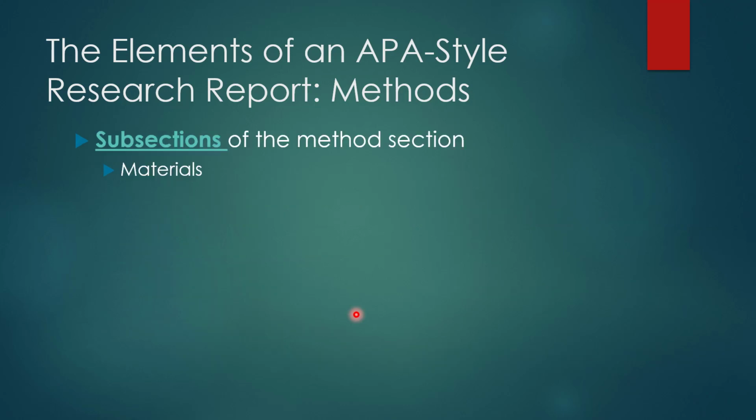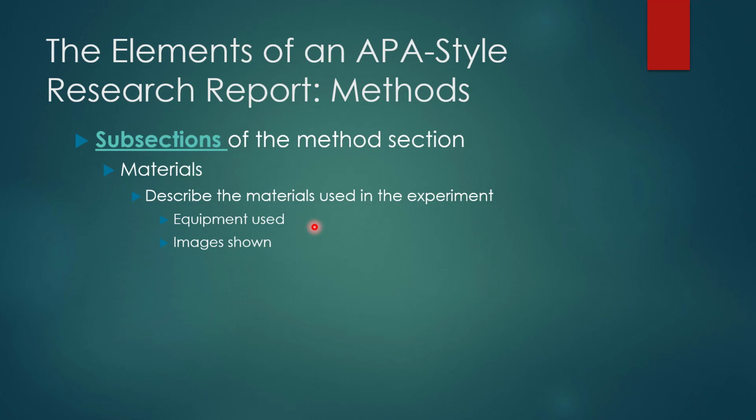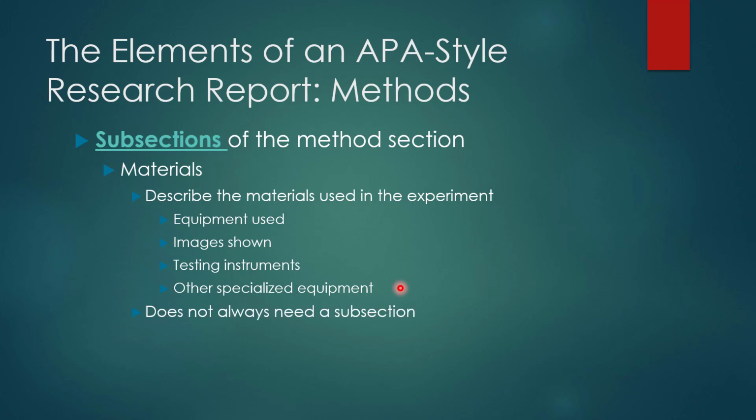The next section is the materials section of your methods section. For materials, you're going to describe what materials you use and cite them if you got them off the internet or from a textbook, wherever you got them from. You're going to describe the materials used in your experiment, any equipment that was used, any images that were shown, any testing instruments that you used, other specialized equipment. And this might be a little different since we're doing them online, but you might want to mention that the materials were developed and given to the participants in an online fashion.